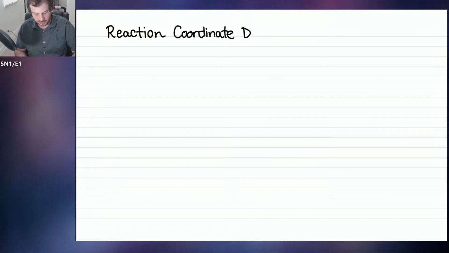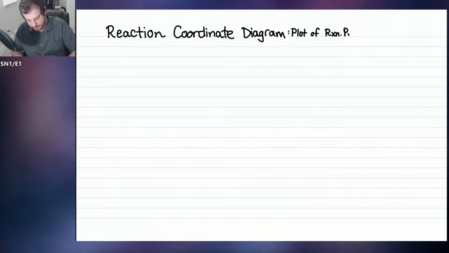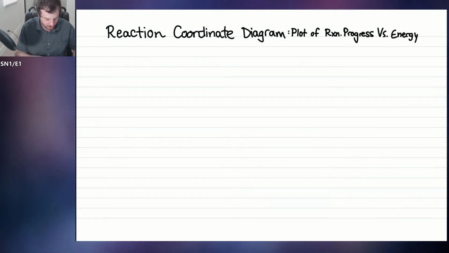And I promised earlier that I would explain why SN2 is called bimolecular and SN1 is called unimolecular, the 1 and the 2 part of SN1 and SN2. And the reaction coordinate diagram will allow us to see that. The reaction coordinate diagram is a plot of reaction progress versus energy. Okay, so let's take a look at the SN2 reaction coordinate diagram.